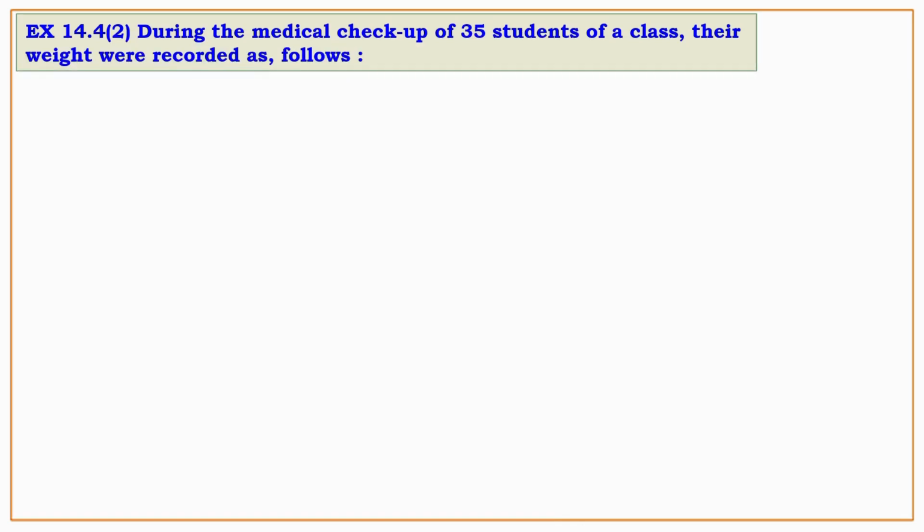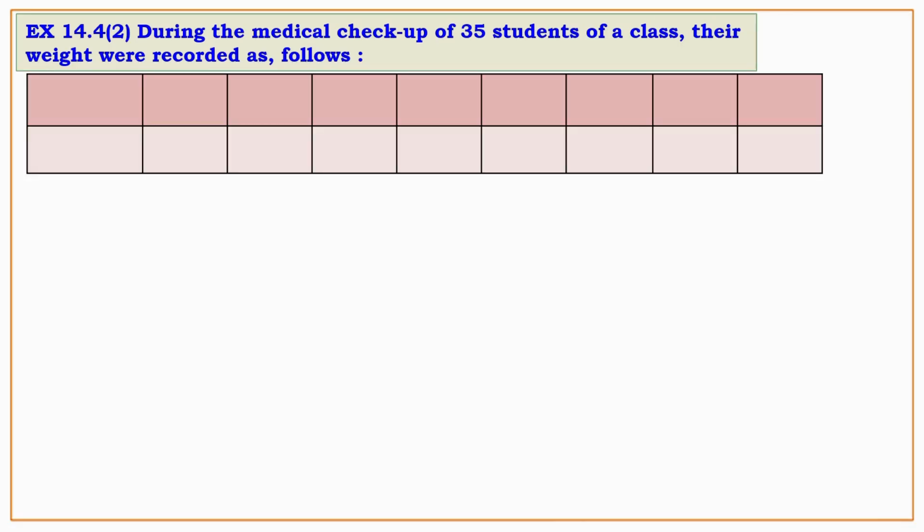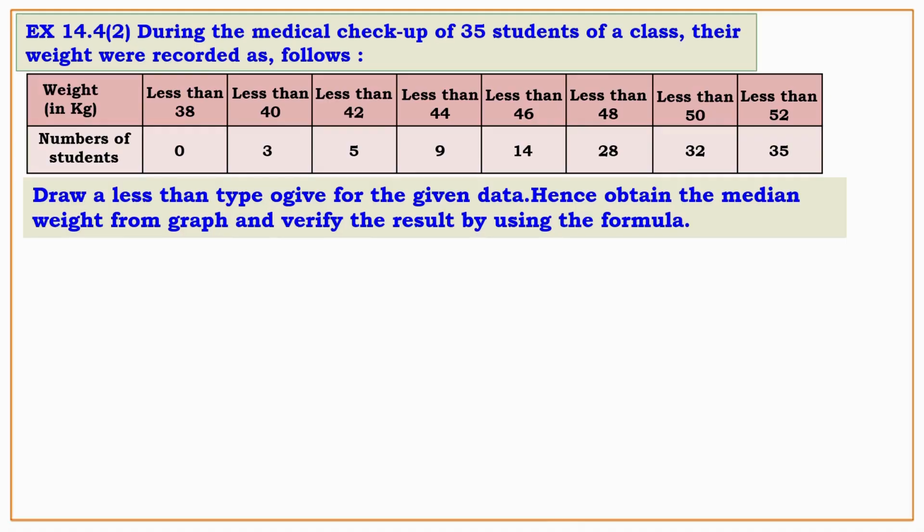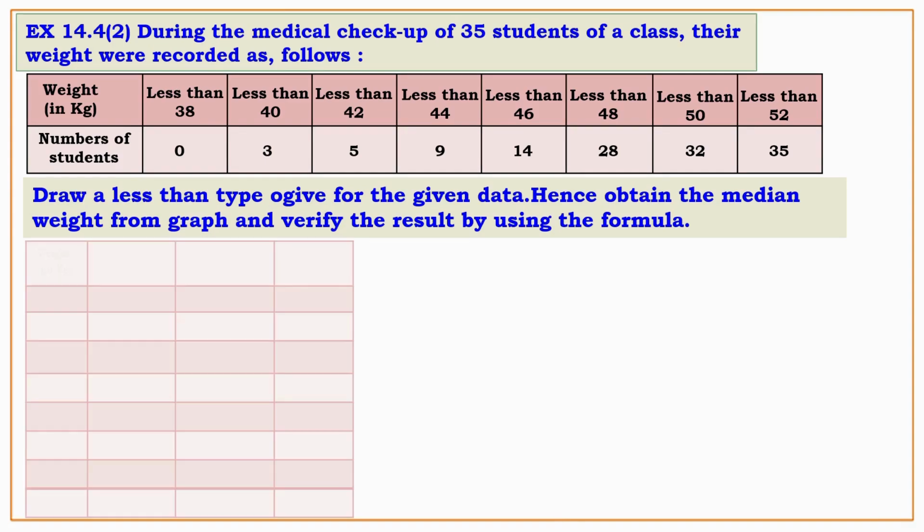Now let's do another problem. During the medical checkup of 80 students of a class, their weights were recorded as follows. So this is weight in kilogram. Here the weight is given in less than type, and the number of students is recorded over here. Draw a less than type Ogive for the given data, hence obtain the median weight from the graph and verify the result by using the formula.